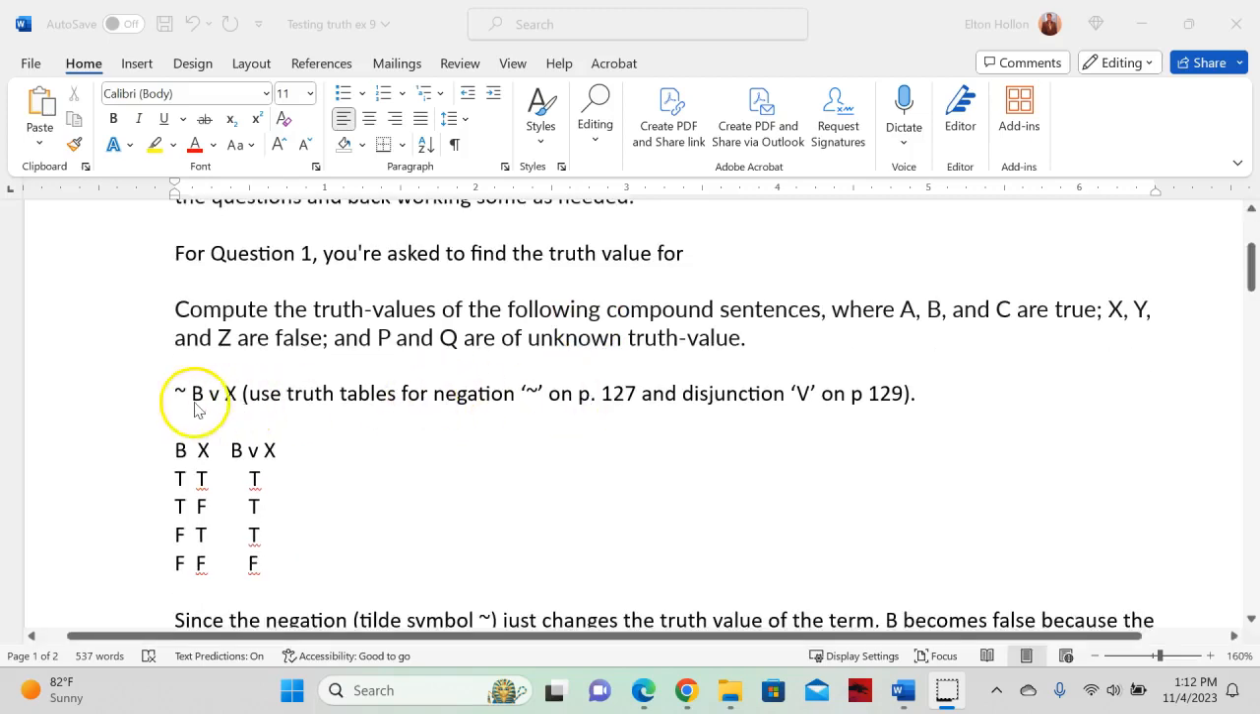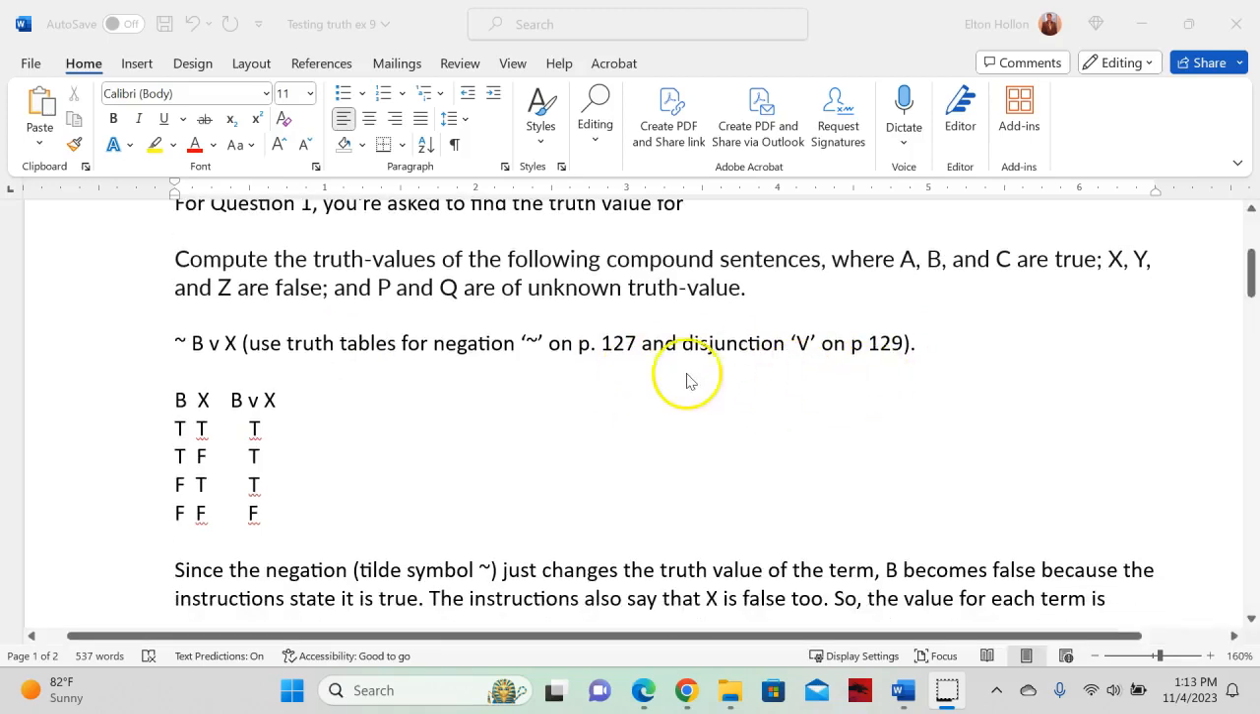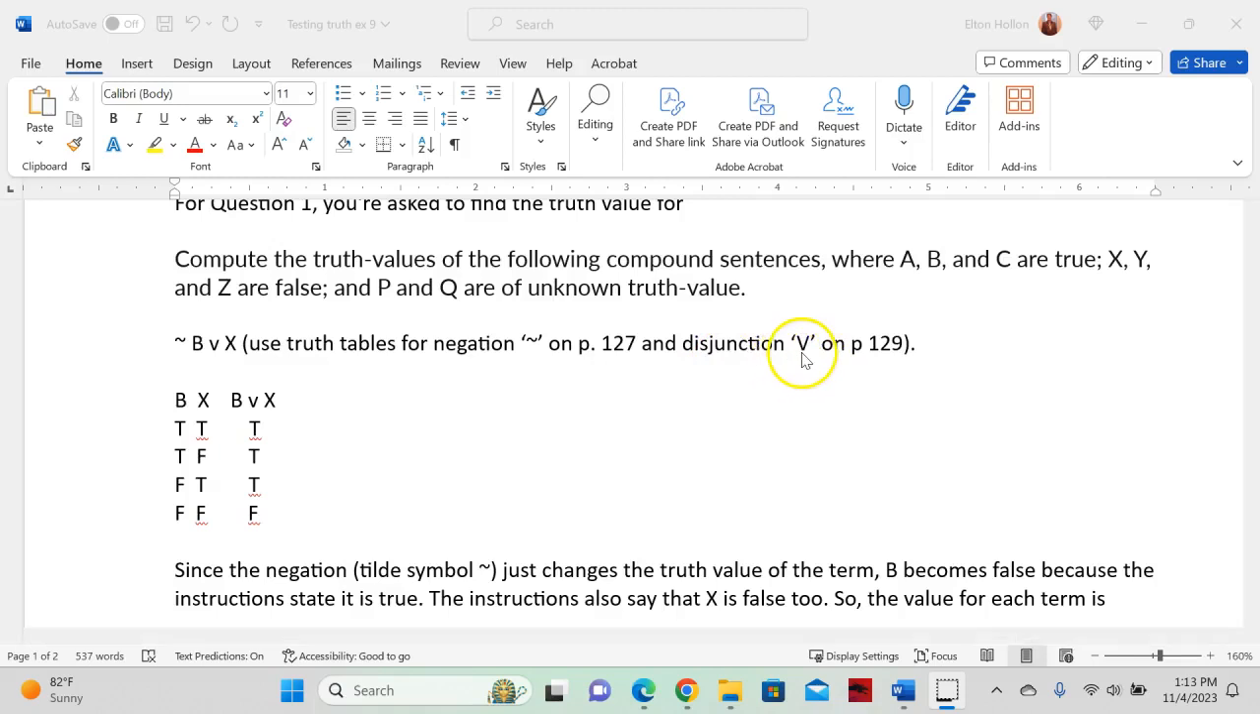So to begin with, to solve for not B or X, use the truth table for negation on page 127 and disjunction on page 129. What the truth table for negation shows us is that we just switch the truth value of the term. So we don't have to look at that one, it's not complex. We're really concerned with the truth table for disjunction. You can set up your truth table here. You find it again on page 127.